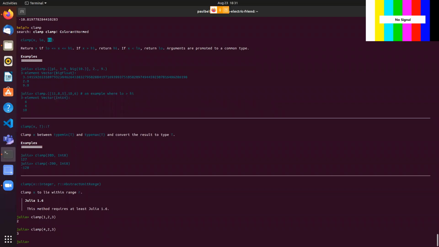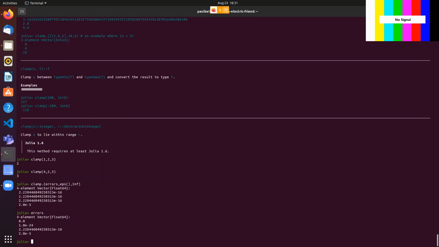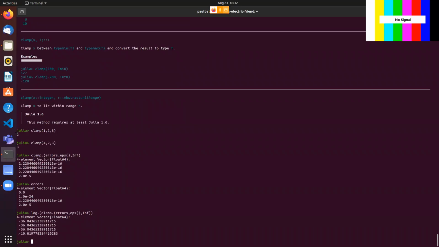So for this one, what you'd probably want to do is something like, not 2 and 3, but errors. Because it's an array, if you've got this error array, I'd broadcast with the dot, and I'd say on the low side, there's no point going below eps, but on the high side, go to infinity because you're never going to get errors that big. Just to show, if I do the log of this, broadcasting, they're all same numbers now.